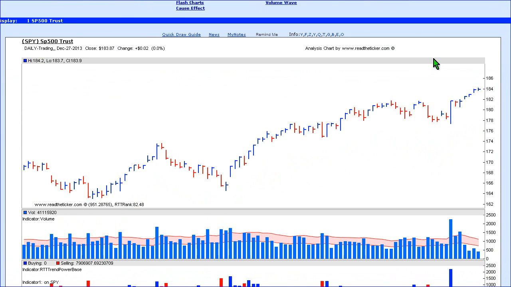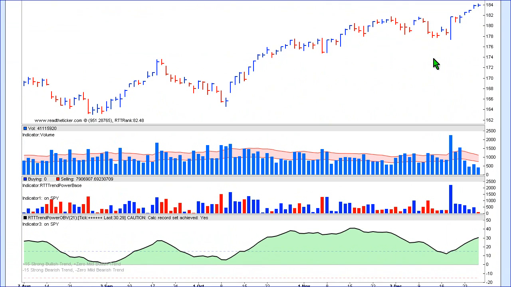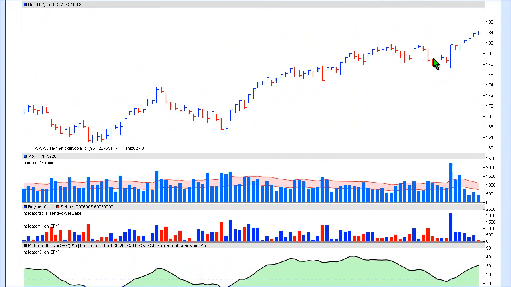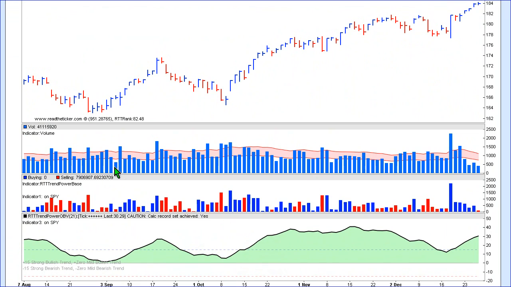Okay, so here we have the SPY, with a close-up look of the SPY, 100 bars. We have the standard volume with an average. The prices with high and low red bars. So if it closes high, it's blue. If it closes low, it's red.